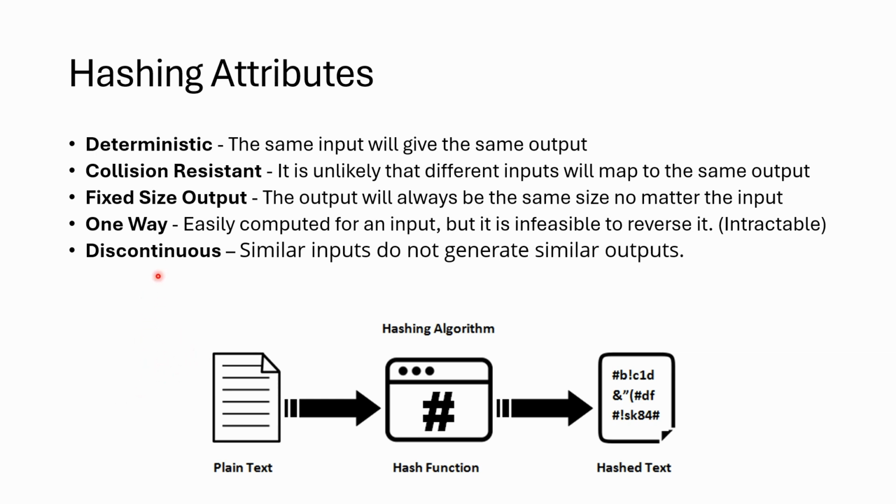Discontinuous. Similar inputs do not generate similar outputs. So if you change one little aspect of the input, the output should be completely different and relatively random. So moving on.